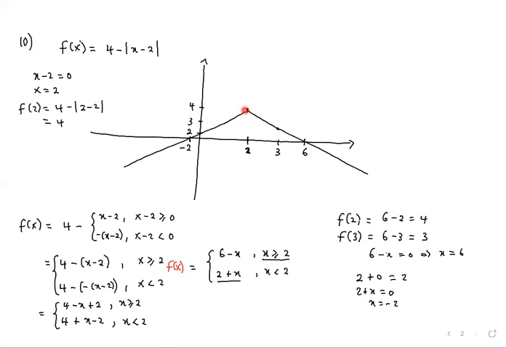Then how do I get the intercept on the right and on the left for x? You equate each piece to 0. So 6 minus x is equal to 0 will give us x is 6. So we have 6, the intercept for x on the right. Then 2 plus x is equal to 0. We'll get x is equal to -2, the intercept on the left.